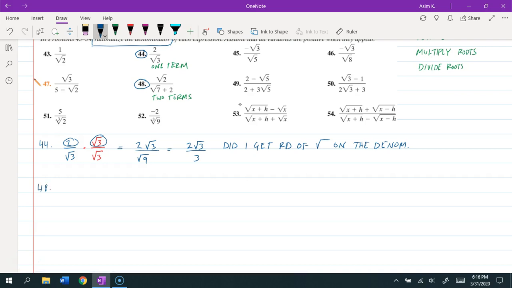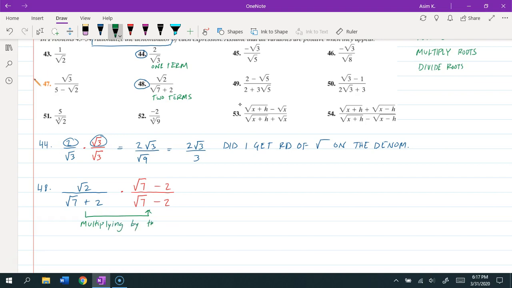Number 48 says the root of 2 divided by the root of 7 plus 2. Now what do we do? Step number 1, you make a multiplication sign. This time you multiply by the root of 7 minus 2. Now that technique is called multiplying by the conjugate. You have to know these words.